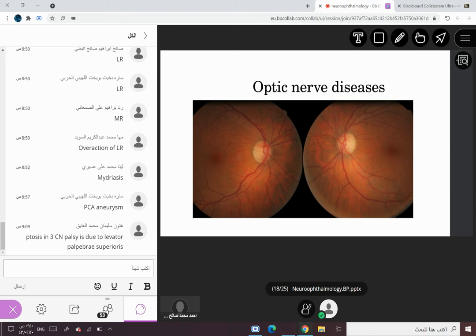So we just finished the ocular motor system and cranial nerve palsy: the third cranial nerve, fourth cranial nerve, sixth cranial nerve, and we just touched upon the trigeminal and facial nerve. So let's move to optic nerve disease, and lastly the visual field.